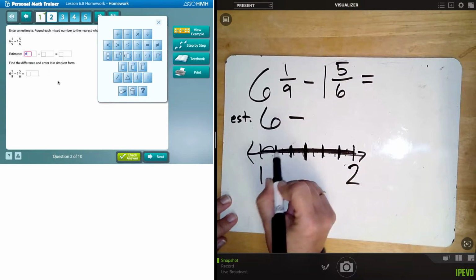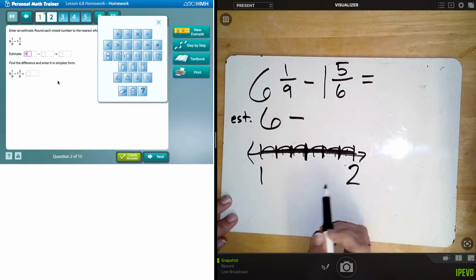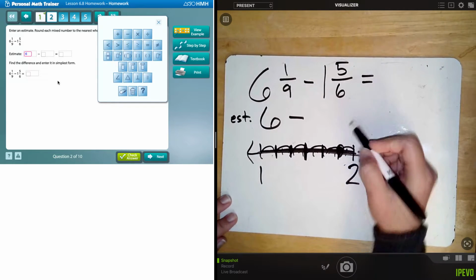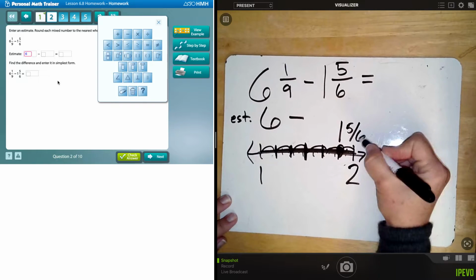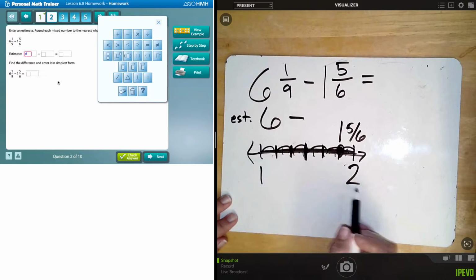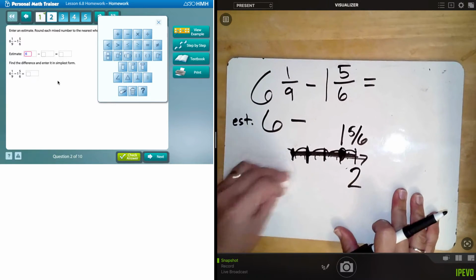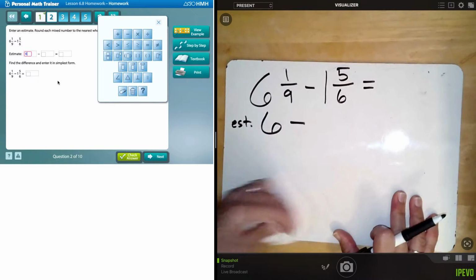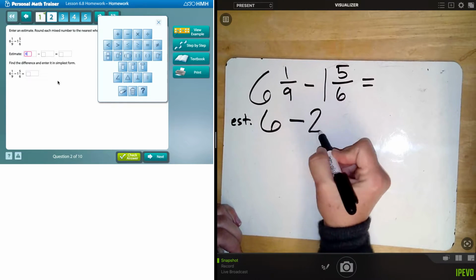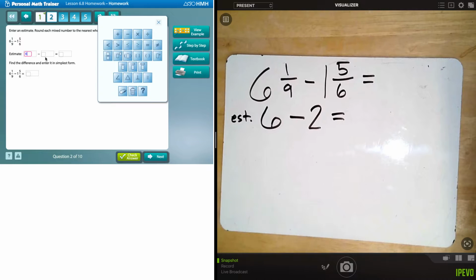Here's 1, 2, 3, 4, 5, 6. 6 equal parts. Here is where 1 and 5/6 would be on that number line, right? So it's much closer to 2 than it is to 1. You can just see that. For me, the number line really helps. So my estimate to the nearest whole number is 6 minus 2, which we know equals 4.